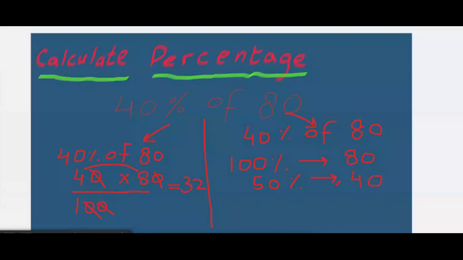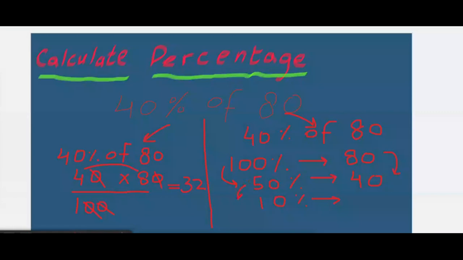Okay, move to the next one. Now, 50% is 40 because 100% is 80, so half of 100 is 50%, and half of 80 is 40. So 50% is 40, but we need to calculate 40%. So what about 10%?